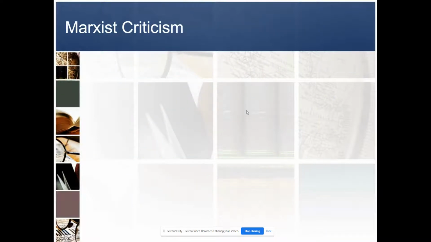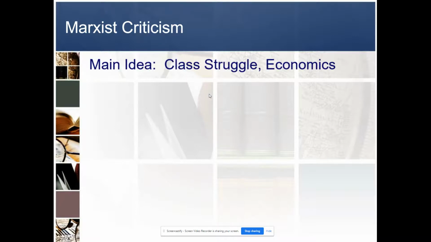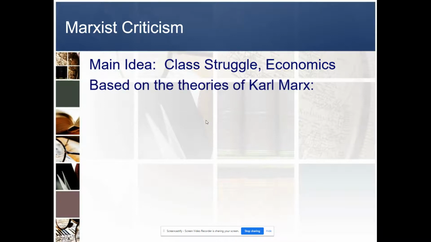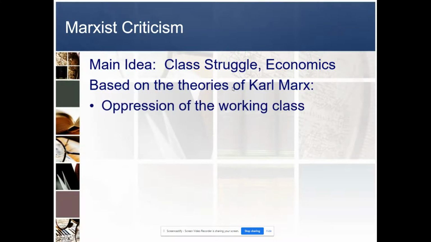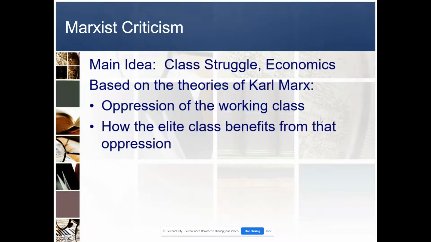All right, Marxist criticism. I promise I'm not going to go down a long rabbit hole like that again. Marxist criticism, whole idea: class struggle and economics. This is based on the theories of Karl Marx. Karl Marx was a German philosopher and economist. He was very concerned about the oppression of the working class and how the elite or wealthy class benefits by oppressing the working class.